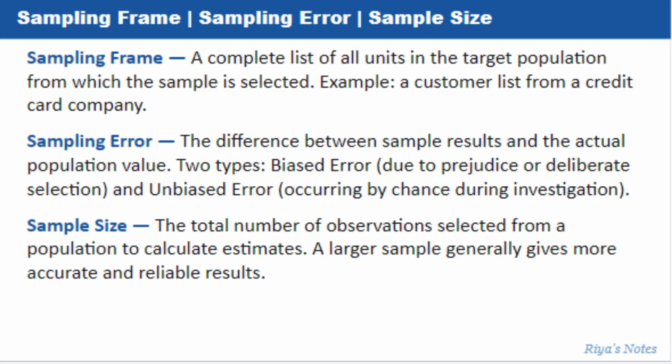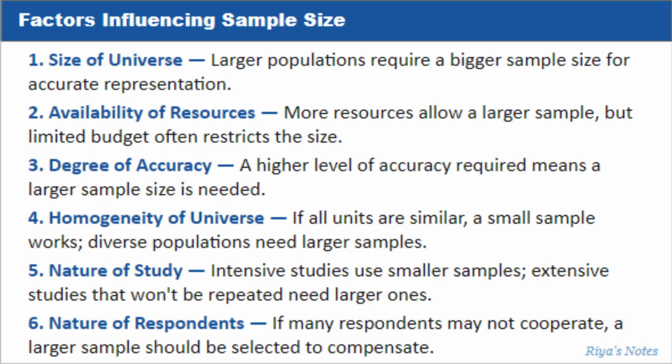A larger sample generally gives more accurate and reliable results. Factors influencing sample size. 1. Size of universe. Larger populations require a bigger sample size for accurate representation. 2. Availability of resources. More resources allow a larger sample, but limited budget often restricts the size. 3. Degree of accuracy. A higher level of accuracy required means a larger sample size is needed.